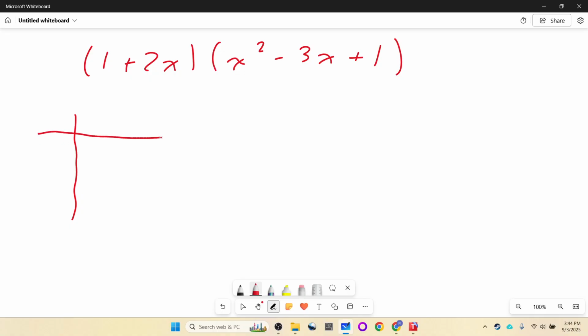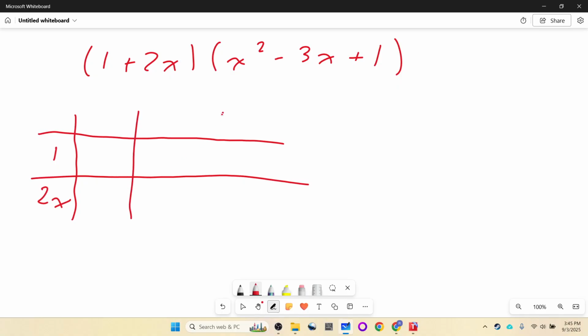Number 4 is a multiplication problem. So 1 plus 2x, x squared minus 3x plus 1. Maybe some people misunderstood this one, or maybe they tried to factor, but I want you to multiply this out. So since it's 2 by 3, I would use the grid method. You are, of course, free to use whatever method you like. Just make sure it's a method that works, and it's not something that works only some of the time.